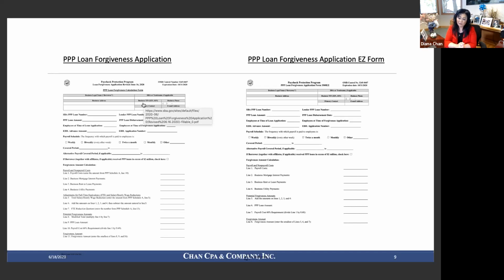I will have to tell you, there are 5 pages of application in regards to the PPP loan forgiveness application. By the way, that was the only application until as of yesterday. We were happy to see they did now create what they call a PPP loan forgiveness application EZ form. So instead of 5 pages, it's down to 3 pages of worksheets. In addition to the worksheets that will be required, though, they want you to provide the supporting documentation of how you derived the numbers.